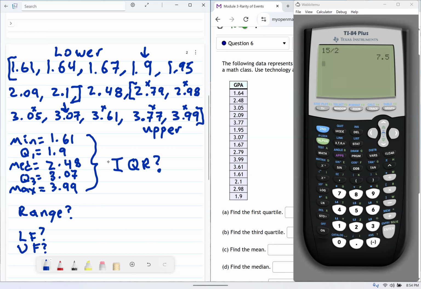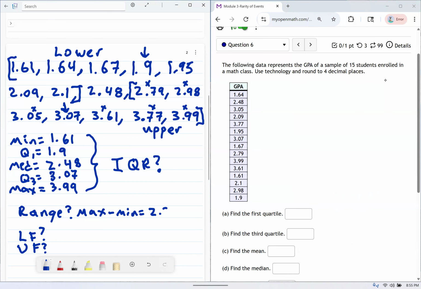I'll start with the range. The range is the largest value, take away the smallest value. So for this particular problem, that would be my largest value of 3.99, take away my smallest value of 1.61. When I do this, it gives me a range of 2.38. That tells me how spread out my data set is. So from the largest value to the smallest value, it's 2.38 away.